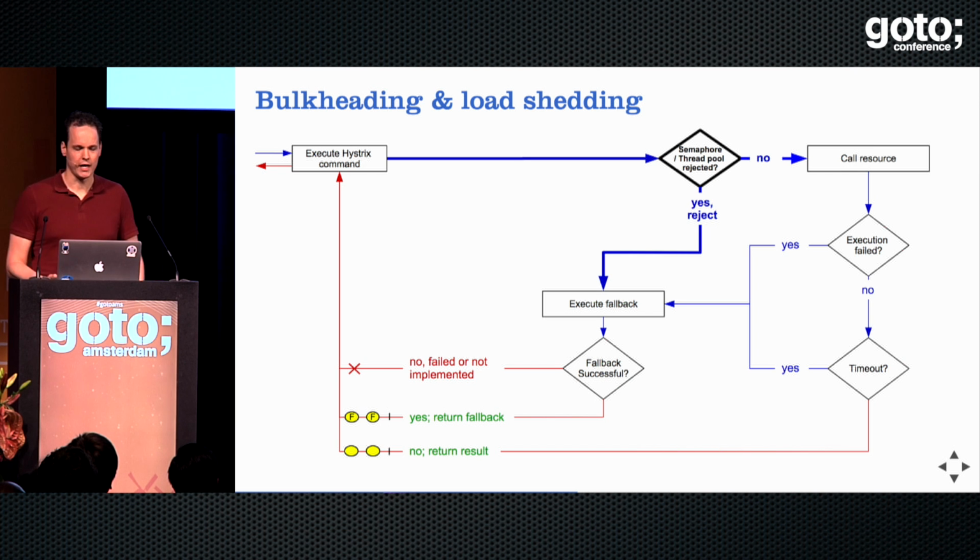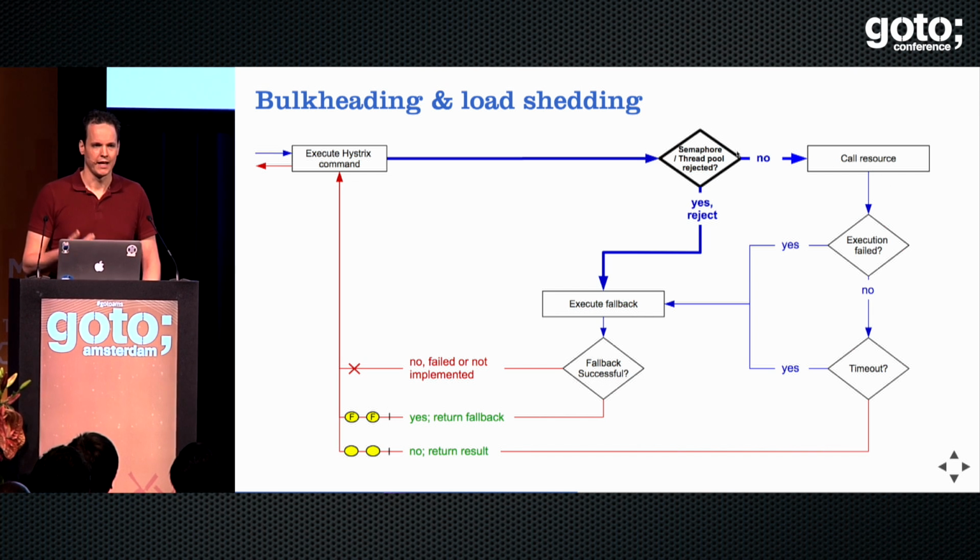Where do we have this bulkhead in the schedule? Well, if you're executing the Hystrix command, before we go to the resource call, we have a semaphore or a thread pool, and that's going to limit the number of concurrent calls you have to the resource. So let's say we set it to 10. That means that if 10 calls are in this area with the call resource, then the 11th comes in, and we're going to reject it. And when we reject it, we're again going to go to the fallback.